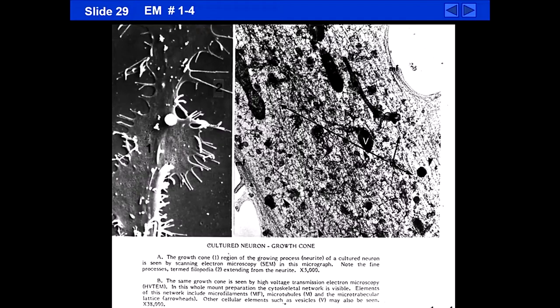Okay, so now different types of, let's see, what are we seeing? Growth cone, electron micrograph, oh yeah, filopodia, that's what they're showing here. So here's the cytoplasm of this cell growing in tissue culture, and you can see the filopodia. Remember, filopodia, these finger-like projections, are filled with actin filaments. In this high power, high voltage transmission electron micrograph, you can see these actin filaments permeating in a mesh-like network throughout the cytoplasm of this particular cell. Questions?